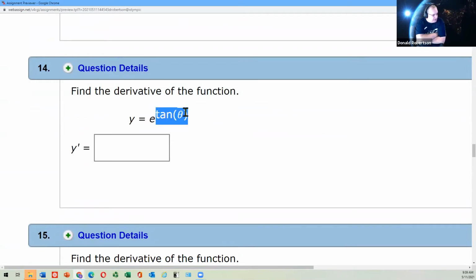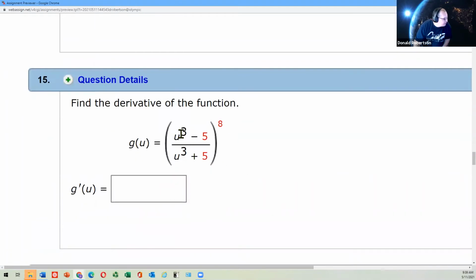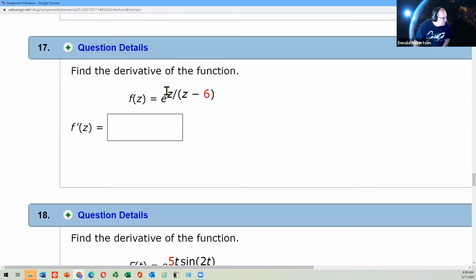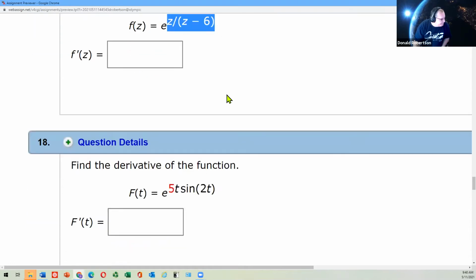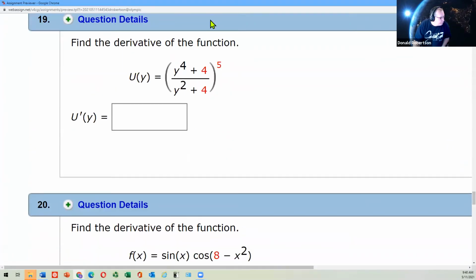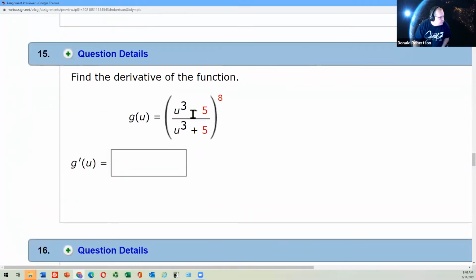Wouldn't this just be e to the something? So it'd be a chain rule. So it'd be e to the tan theta times the derivative of tan theta. Done one ugly guy that looks like that. Done an ugly guy that looks like that. Wouldn't this be e or something? So it's a chain rule. And wouldn't the something be the derivative of that fraction? So this would be a chain rule with later on a quotient rule. This would be a chain rule with later on a product rule. Done one like that. Looks like that guy.